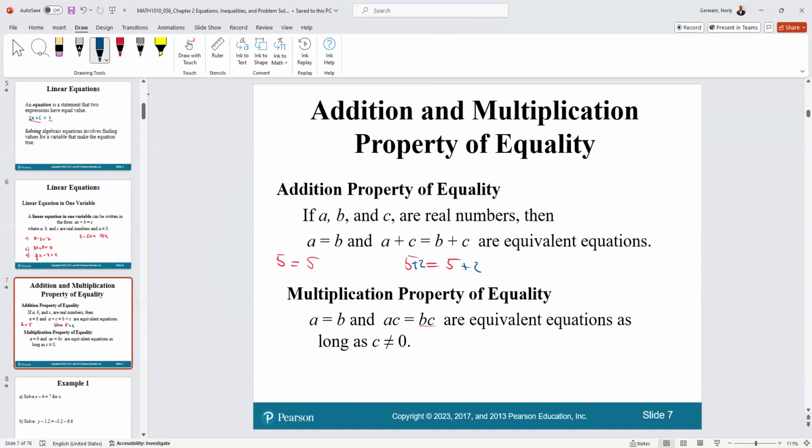It's the same for multiplication. If I have 3 equals 3, and I do 3 times 2 equals 3 times 2, the answer would be the same because it will be 6 equals 6. So they are all equivalent, knowing that the number we multiply with is not equal to 0.